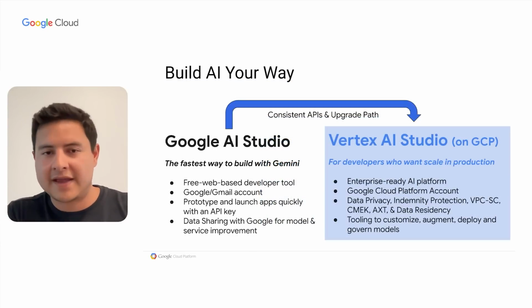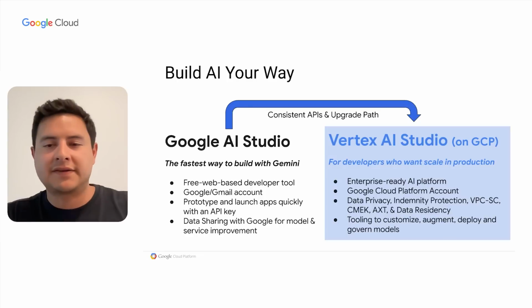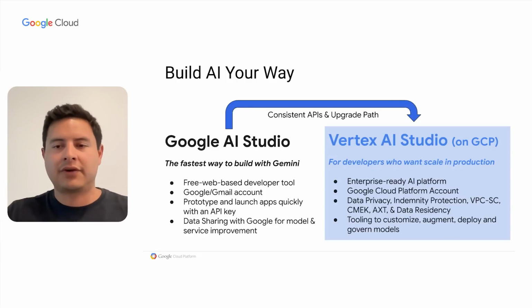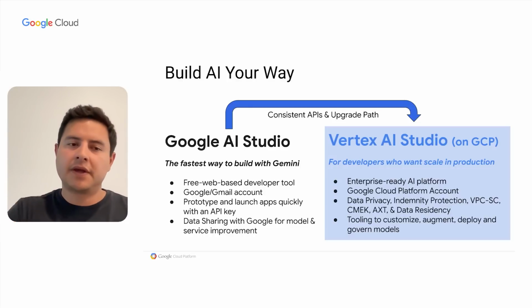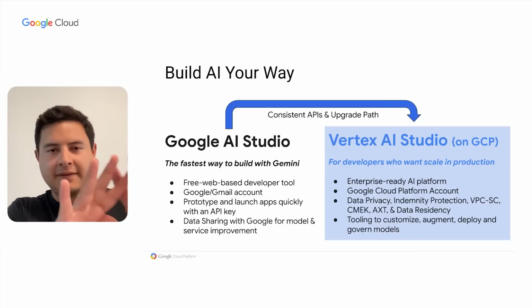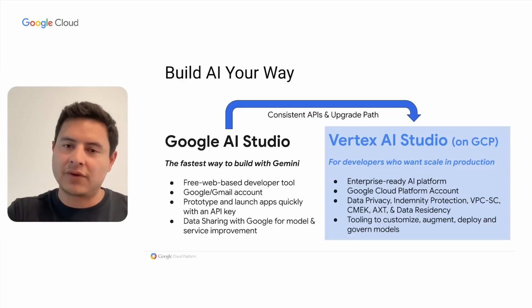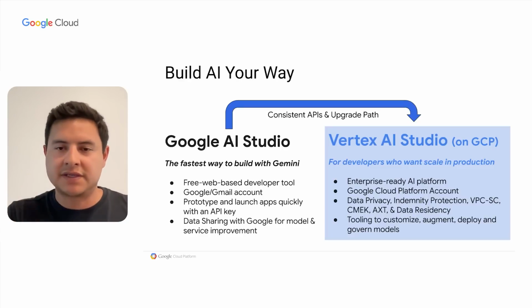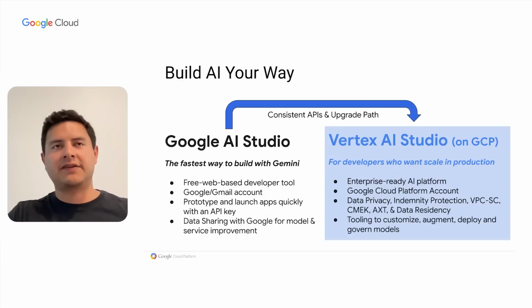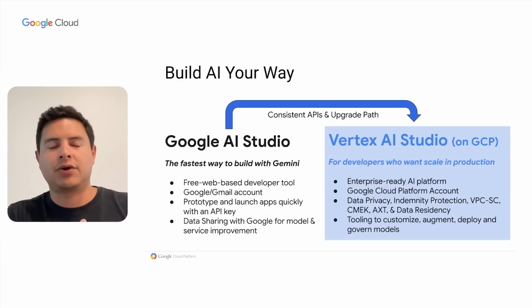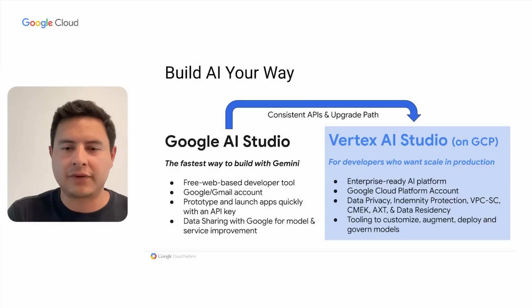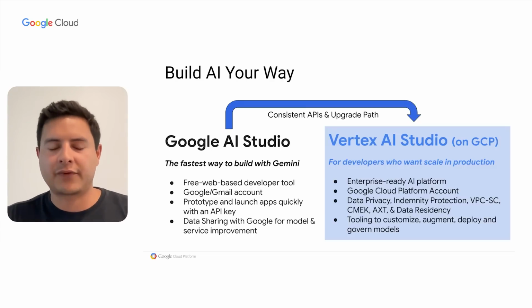Now, that being said, if you want something more enterprise and for developers to scale your application, you can go onto Vertex AI Studio on GCP. So Google AI Studio is outside of the GCP platform. So that is the biggest difference. And then Vertex AI Studio, it is living within GCP. So you have the enterprise-ready AI platform where you can create your own applications, you can bring your own models, you can serve them directly from Vertex.